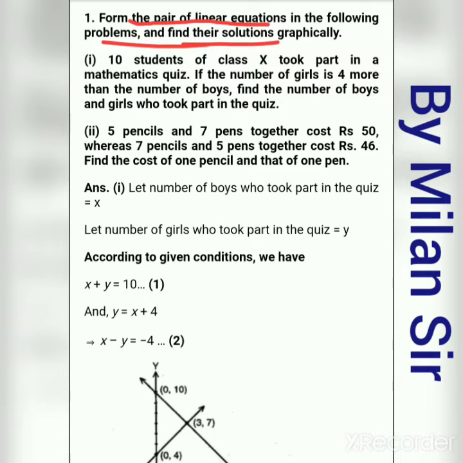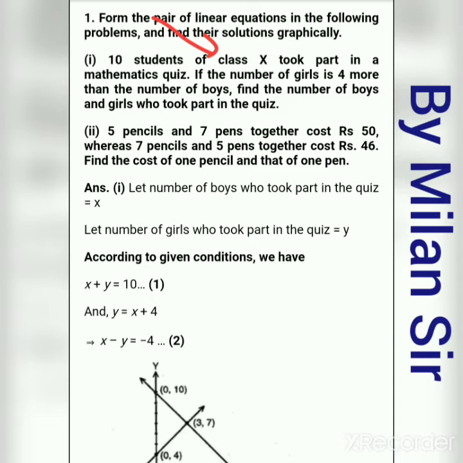There are two internal questions. So the first question: 10 students of class 10 took part in a mathematics quiz. If the number of girls is 4 more than the number of boys, find the number of boys and girls who took part in the quiz.